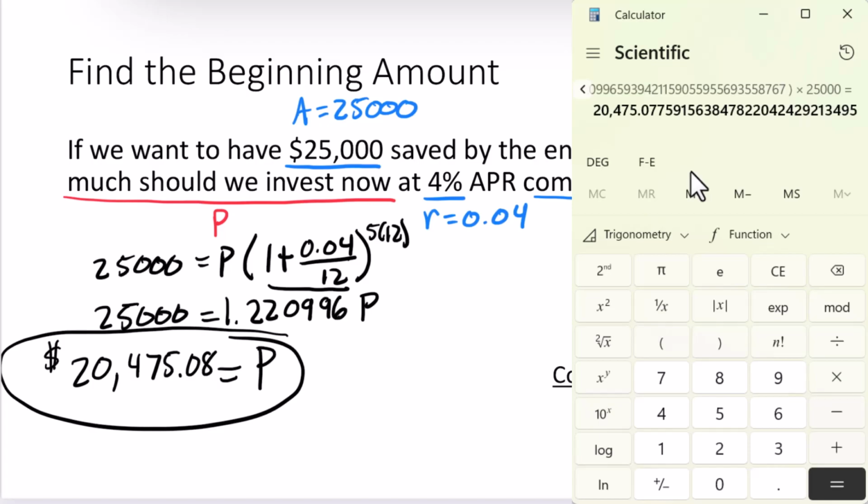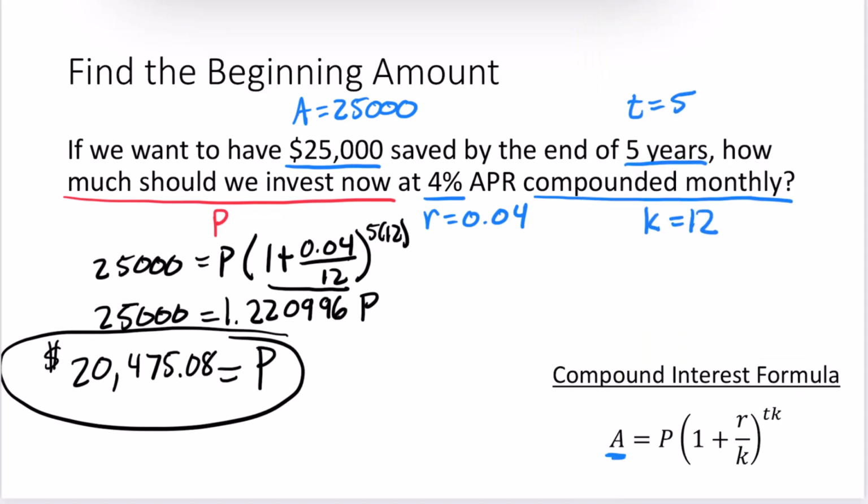And it doesn't really make any sense to have a really long decimal in a dollar amount since dollars can just be split up into cents. So this would be the amount that we would need to invest now in order to have $25,000 saved by the end of 5 years.